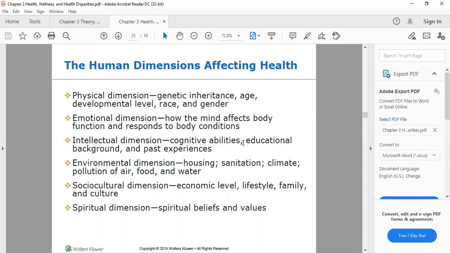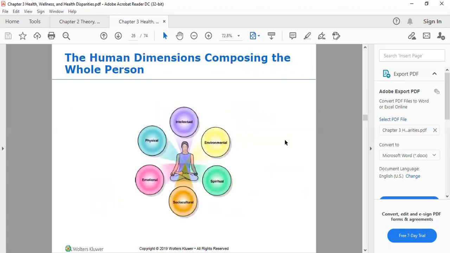Because if they have spiritual beliefs that interfere with certain types of healthcare, that could affect them, or the healthcare that we can provide to them. So we look at the person as a whole person. When we talk about holistic, we look at all these things. Their intellectual capability, their environmental factors, their physical factors, their spiritual factors, their emotional factors, their socio-cultural factors. We look at all these things.